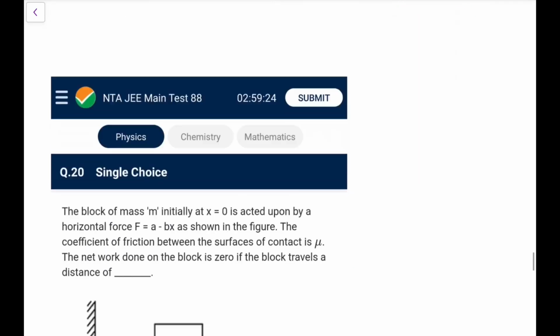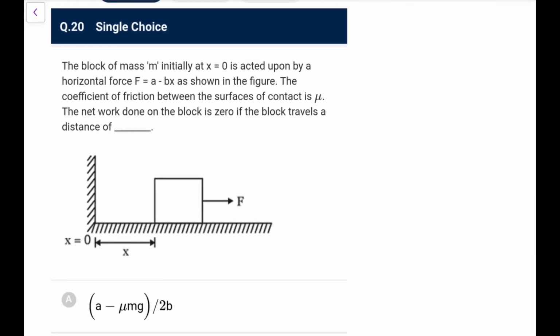Easy one again. The block of mass m initially at x equal to 0 is acted upon by a force F equal to a minus bx. Okay, coefficient of friction is mu. The net work done on the block is 0 if the block travels a distance of... So we can say the work done by this force, integration of a minus bx dx from 0 to x, must be equal to the friction work, which would be minus mu mg into dx, that is x, you can directly say from 0 to x.